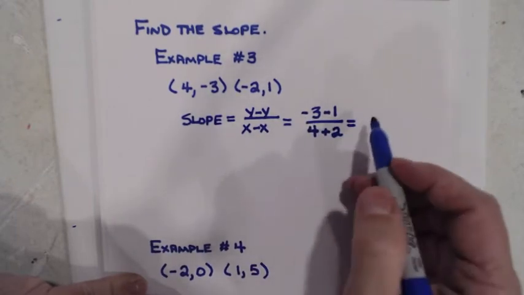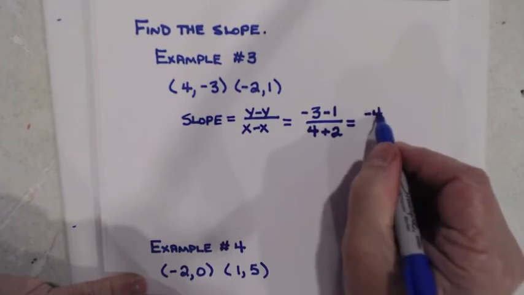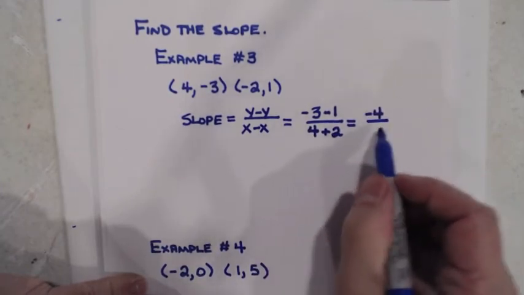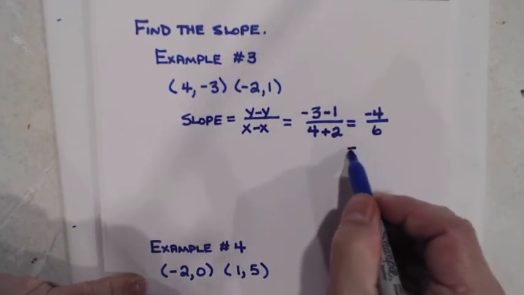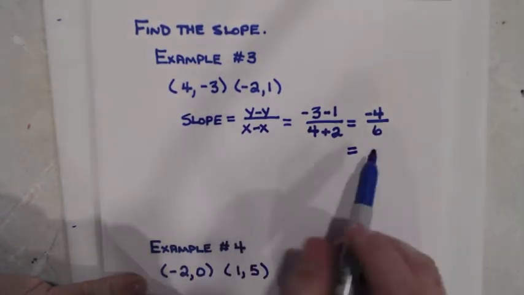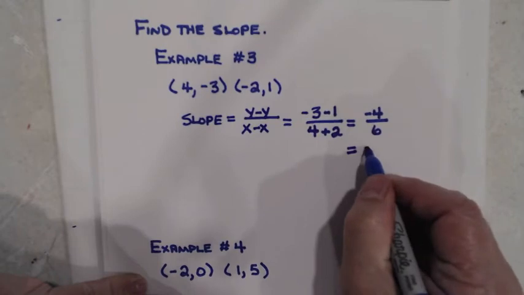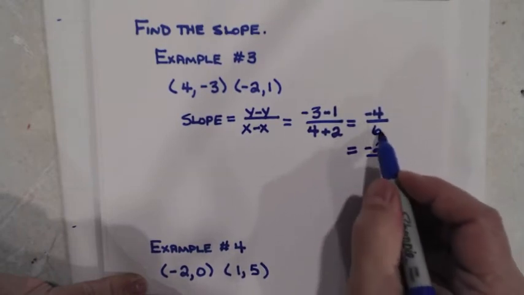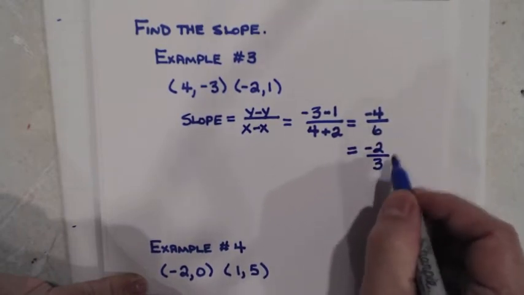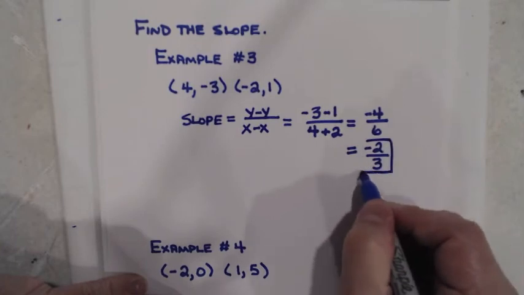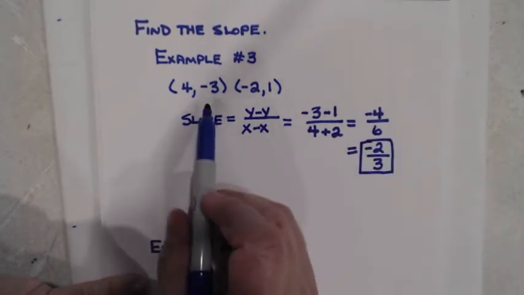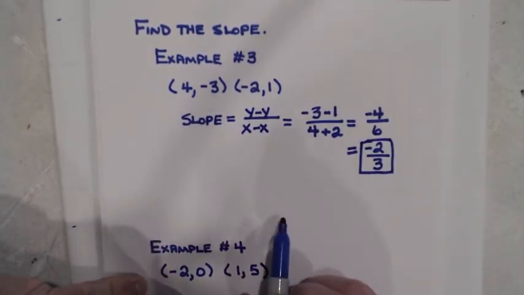Negative 3 minus 1, negative 4. 4 plus 2 is 6. Again, I need to reduce this. 2 will go into both of those numbers. Negative 4 divided by 2 is negative 2. And 6 divided by 2 is 3. The slope of the line that goes through these 2 points is negative 2/3.